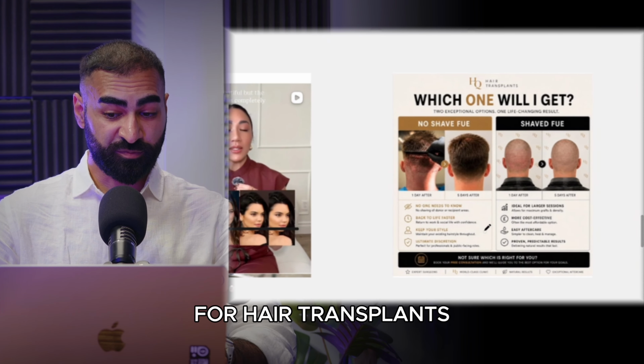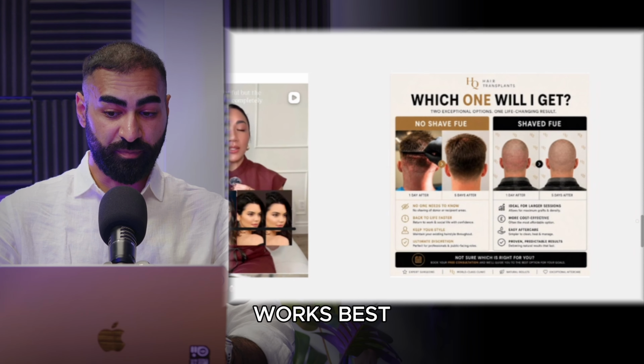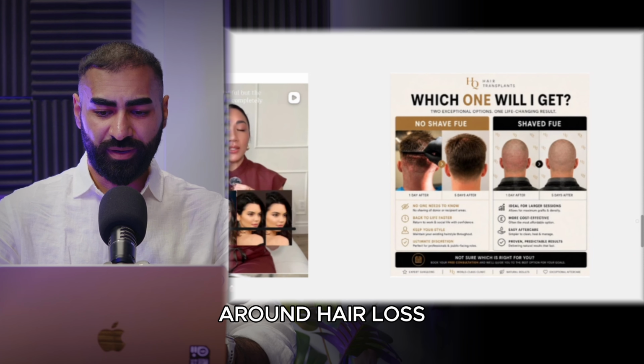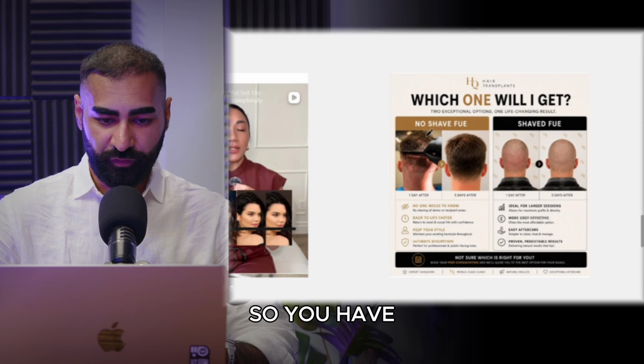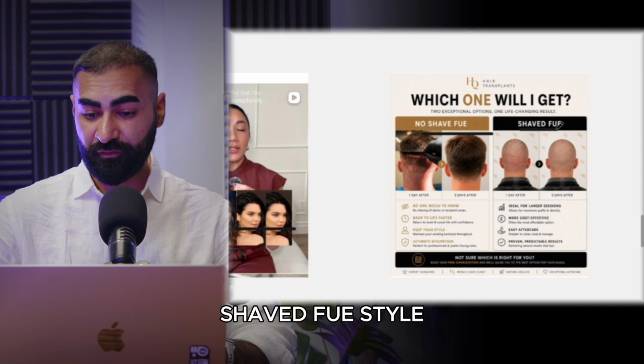For hair transplants, awareness content usually works best addressing the emotional side directly. So the anxiety around hair loss itself, how graft extraction works. So you have no shave FUE, you have the shaved FUE style.